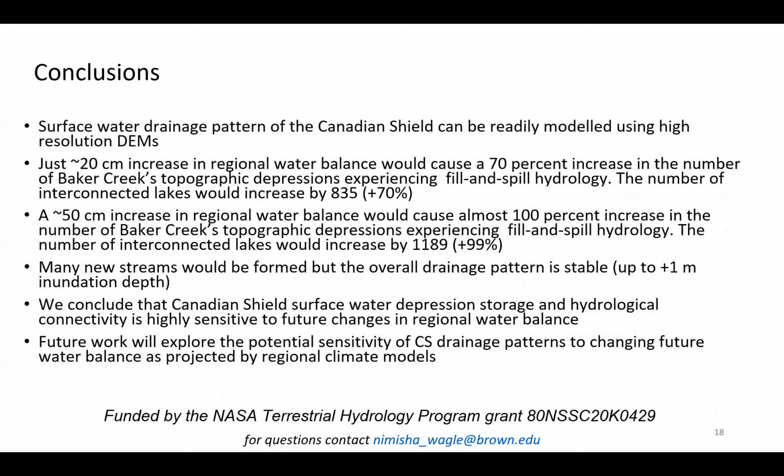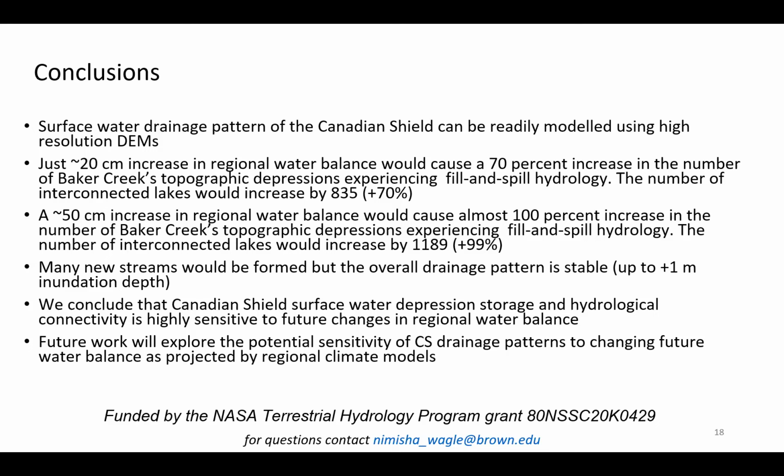Finally, we can say that surface water drainage pattern of the Canadian Shield can be readily modeled using high resolution DEMs. With just a 20 centimeter increase in regional water balance, we can see 70% of the depressions are filled, and the number of interconnected lakes increased by 835. With just a 50 centimeter increase, we can see almost 100% of the depressions are filled, and the number of interconnected lakes increased by 1189, and many streams would be formed, but the overall drainage pattern remains stable with a 1 meter increase in inundation depth.